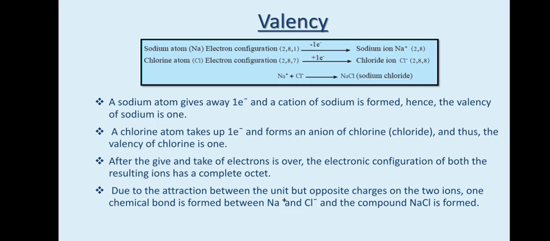Now, though the electron number increases in chloride ion, though the charges on both the atoms are different, the valency is the same, right?